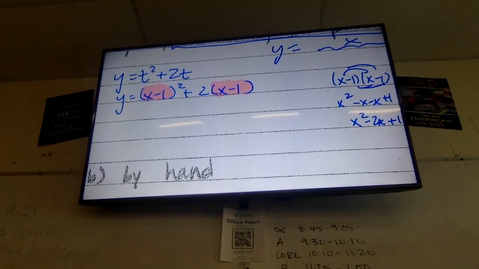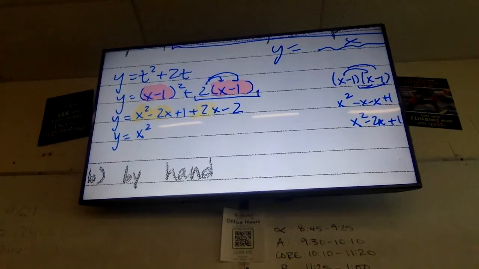Are we okay with that, or did I go too quick? Okay. So y equals x squared minus 2x plus 1. And then I'm going to distribute this 2, multiply. I get plus 2x minus 2. Now I'm ready to combine like terms, simplify. Y equals, is there anything to combine with my x squared? Nope, okay, he's good. What about my x's? Ooh, the -2x and the +2x cancel each other out. And then what about my constants? 1 and -2 becomes -1.